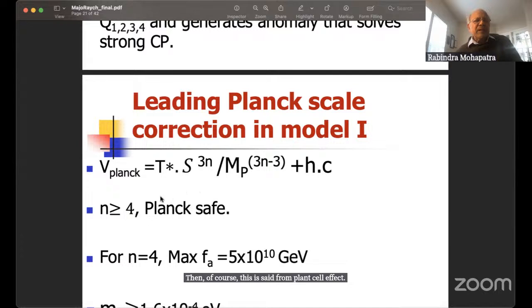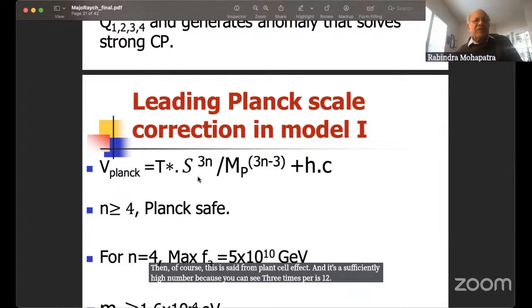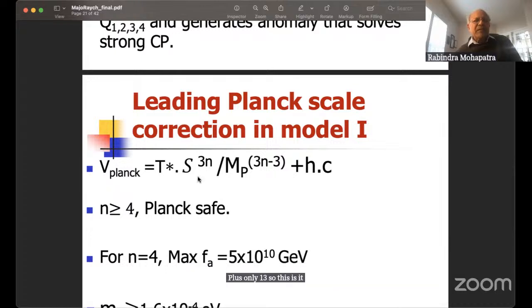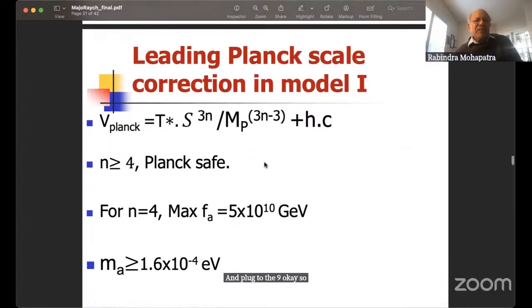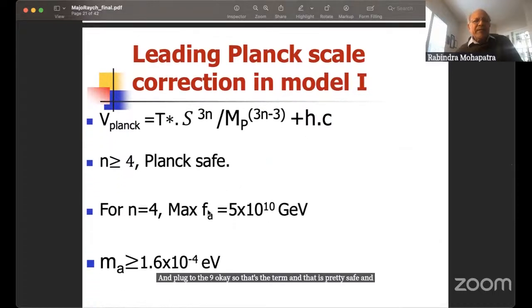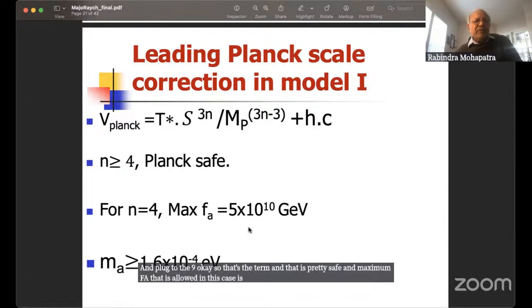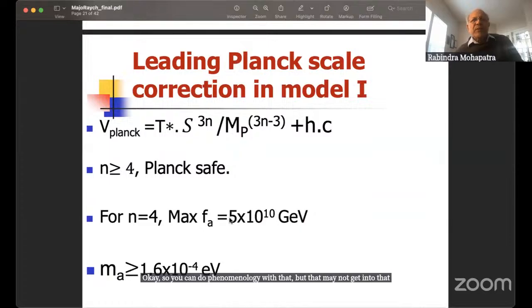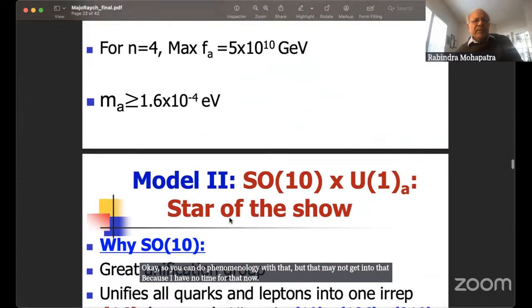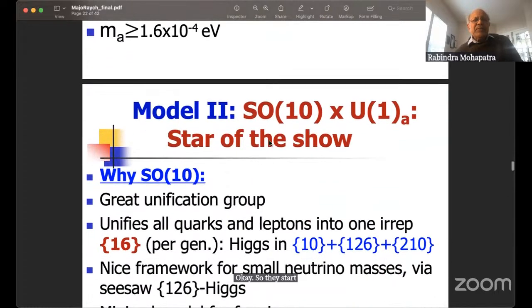And it's a sufficiently high number because you can see 3 times 4 is 12, plus 1 is 13. So this is effectively like sigma^13 over M_Planck to the, I guess, M_Planck to the 9. So that's the term, and that is pretty safe. And maximum F_a that is allowed in this case is 5 times 10^10 GeV, and therefore the axion mass is bigger than 1.6 times 10^-4 electron volt. So you can do phenomenology with that, but I may not get into that because I have no time for that now.